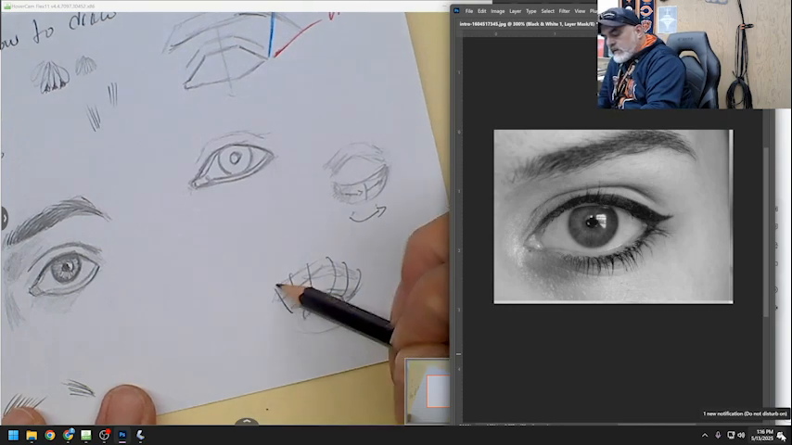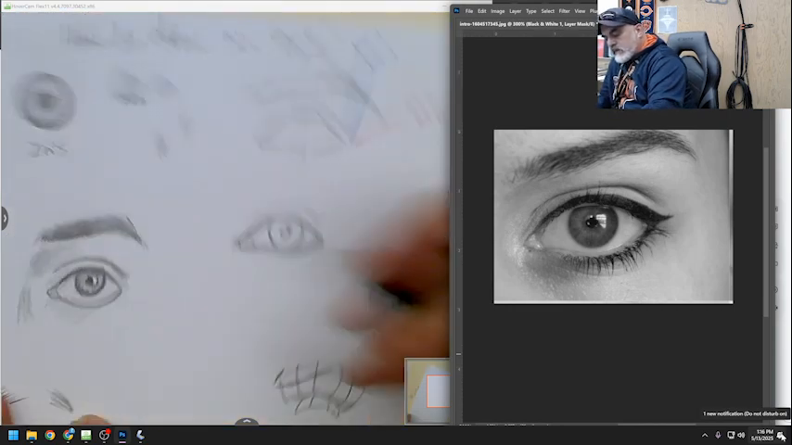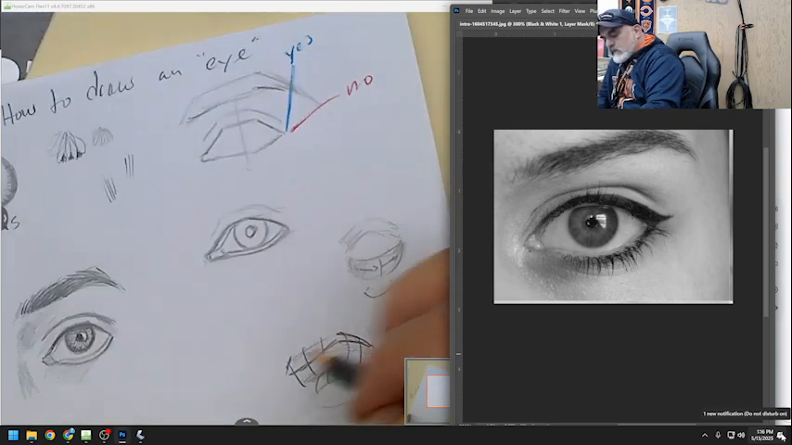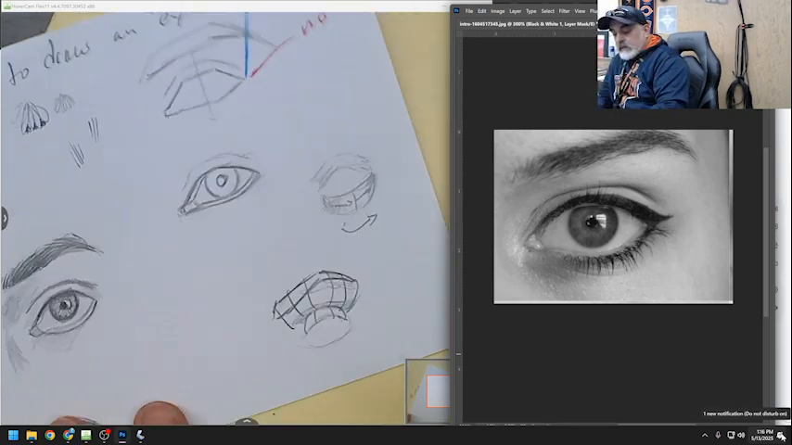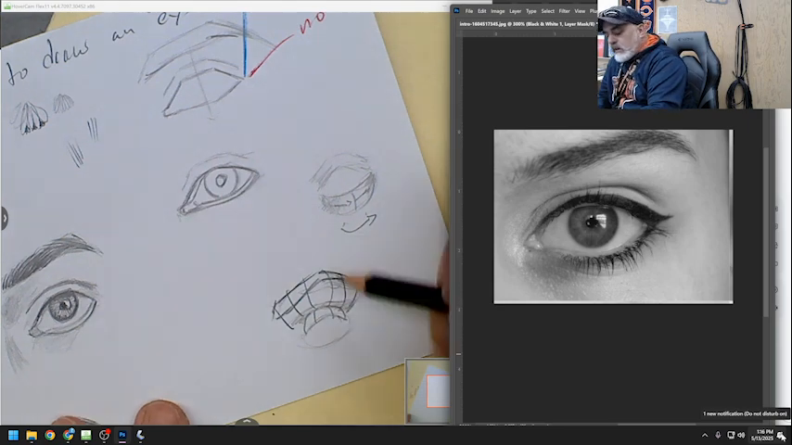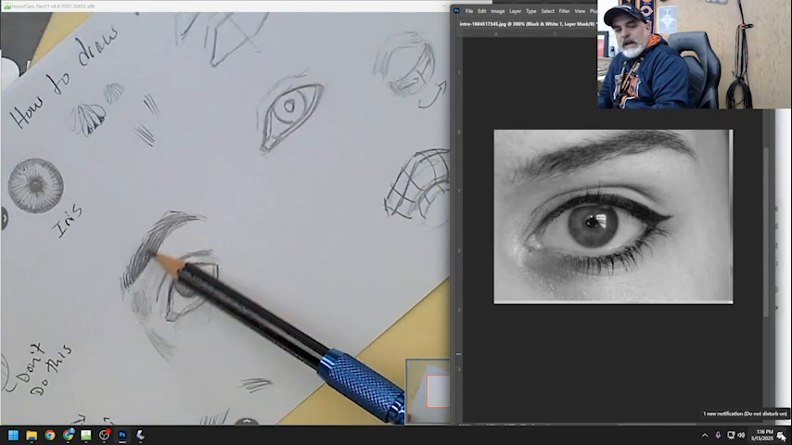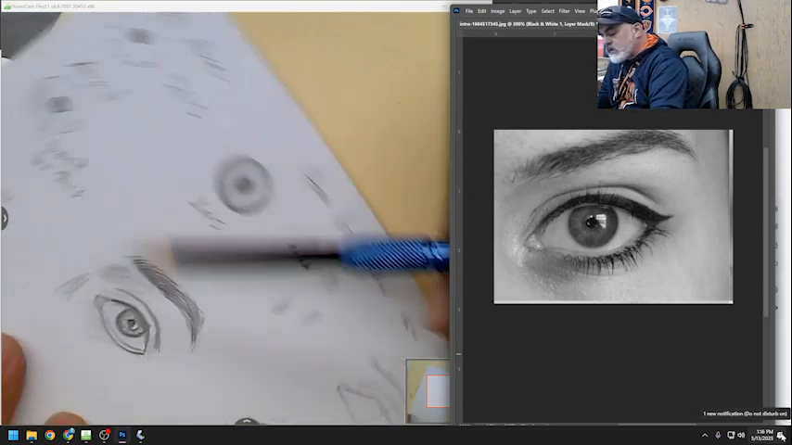Okay, and that's the eyebrow, right? So it's always coming like this and tucking in. So when we do it here, we have to keep that in mind that there is a shadow here.